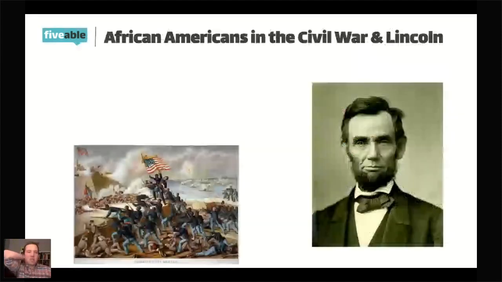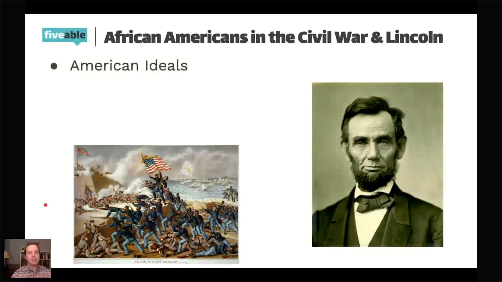So let's talk about this a little bit more. African Americans in the Civil War and Lincoln. There are some really important events that I'd be familiar with. Lower right-hand corner, we have Lincoln, obviously. Lower left-hand corner, we got Fort Wagner and the famous 54th Massachusetts Regiment. So talking about that, there are some American ideals such as equality and freedom that are really on the line with the Civil War. And we start to see some progress.